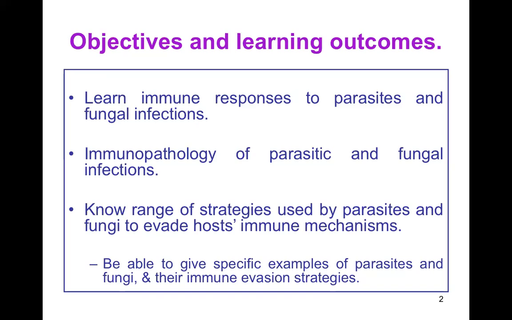Now, on the angle of talking about how the immune system will respond to these pathogens, you must be clear on distinguishing the innate arm of the immune response to these pathogens, and then you go to the adaptive arm of the immune response to these pathogens. That would be followed immediately with the tissue damage. Now, in this case, we talk about the immunopathology of the infectious agents. So today we are going to cover the immunopathology of the parasitic and fungal infections.